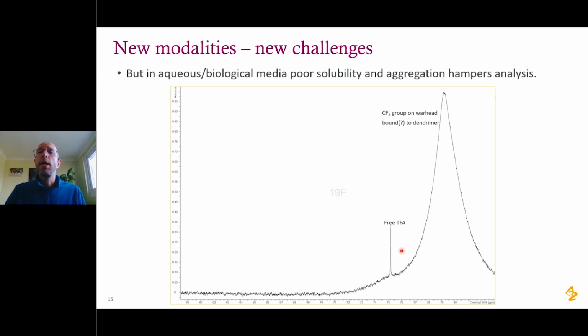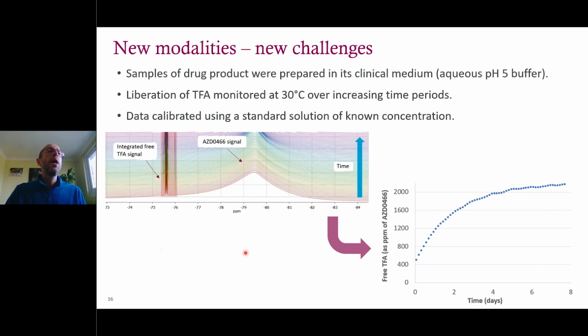However, we can still see and measure the free TFA, and so we undertook experiments to see if we can just track the change in behavior of this signal and see if that tells us anything about the system. So we made up samples of O466 in its clinical administration medium, and that's an aqueous pH 5 buffer. It was then put into the NMR spectrometer at 30 degrees. That's the upper safety limit for preparation of samples. And then over increasing time periods, you can see we ended up having to go quite long to fully observe and fully understand the system, measuring and integrating and plotting the change in the free TFA signal.